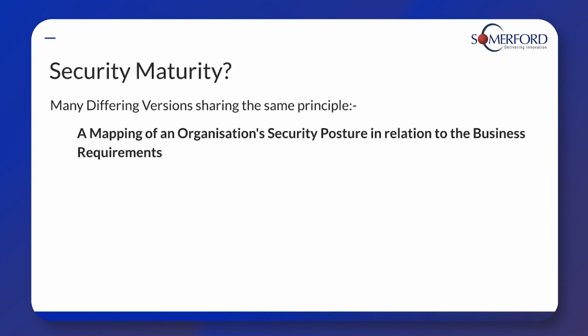Now, it's really key that it's related to the business requirements, because you could be a really mature organization in one industry, but if you were to migrate that security operations center to another industry, it may not be viewed as very mature. So it's really understanding what's relevant to your business and then building a security maturity direction for that and having an idea of where you sit.